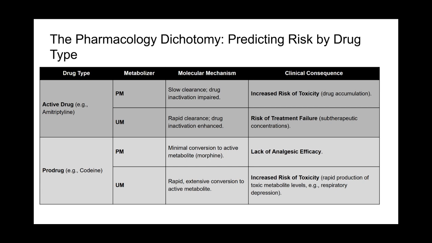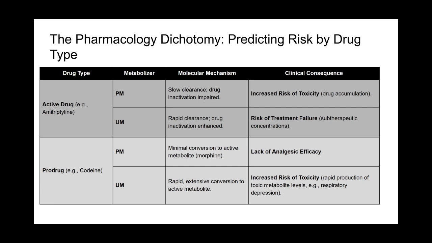The clinical consequence of a patient's metabolizer status is not inherently good or bad. It is entirely dependent on the pharmacology of the specific drug being administered. This creates a fundamental dichotomy between active drugs and prodrugs that is the cornerstone of clinical pharmacogenomic interpretation.